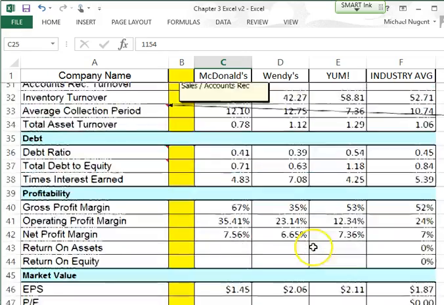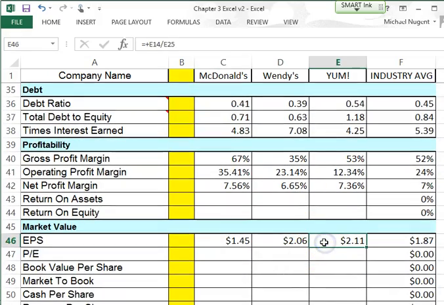So anyway, per share, the best value is to buy one share of Yum brands, getting the most earnings per share.